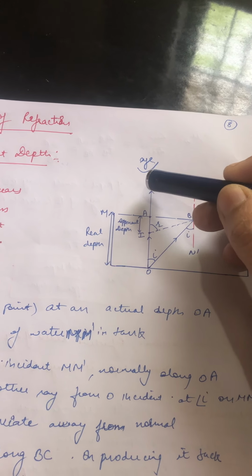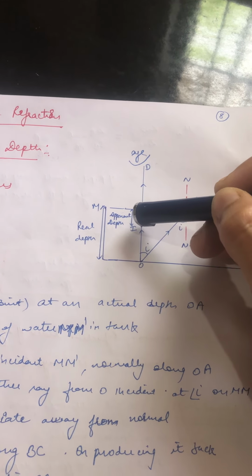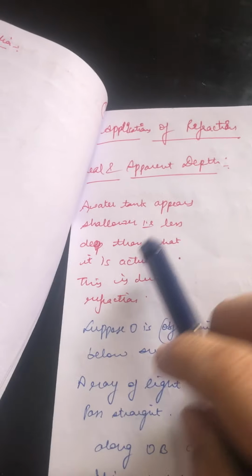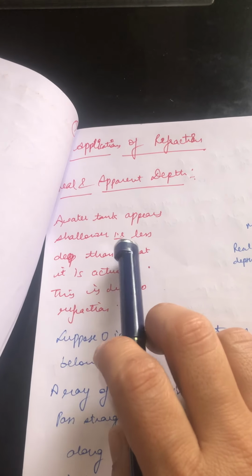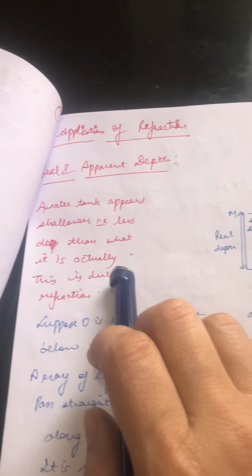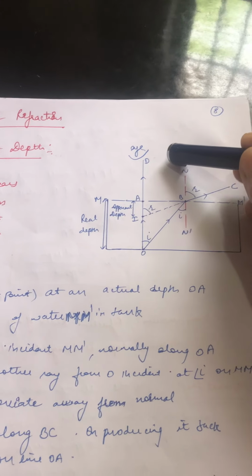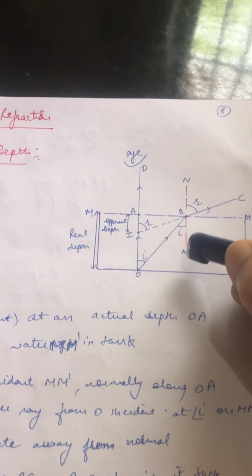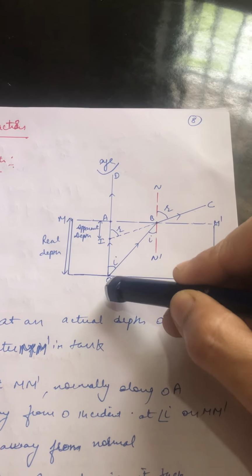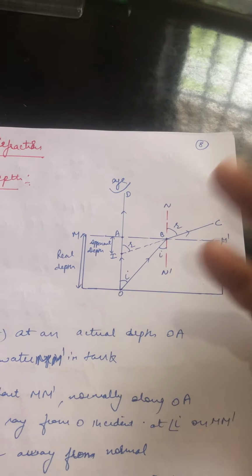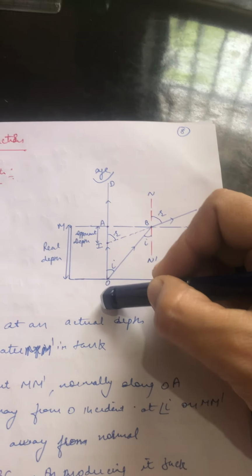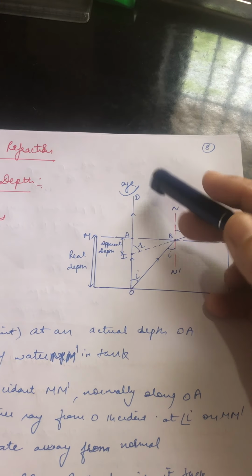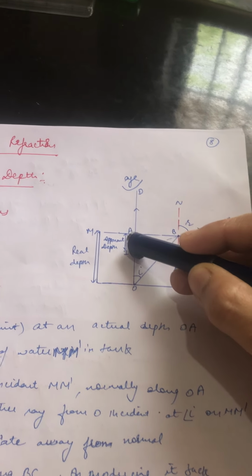Means he will observe that its base is lying at point I, not at point O. So the water tank appears shallower, that is less deep than what it actually is, to the observer standing outside the pool or outside the tank of water. You can understand this in this way also: if we keep one coin at the base of this tank at point O, for the observer that coin will appear to be lying at point I, not at point O.